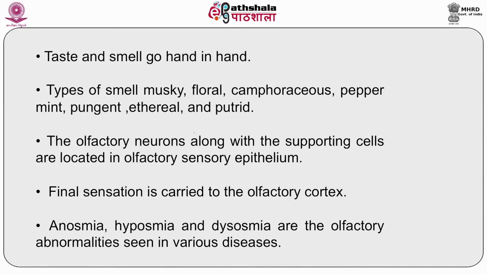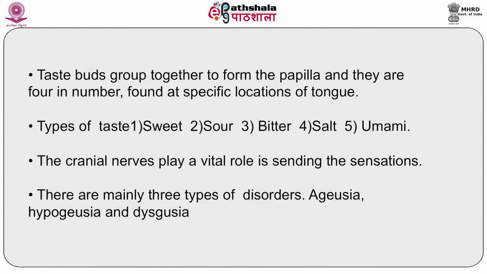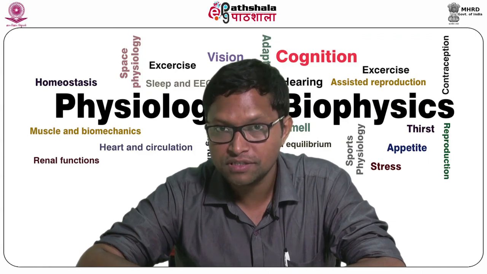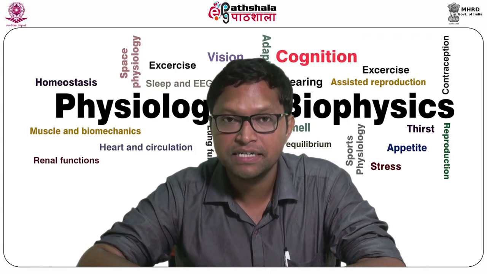Now next, we have also read about the different types of disorders of smell. In the next part, we have read about the types of taste, what are the different types of tastes, and how these taste pathways are activated, or how the taste is perceived in the central nervous system. The main point to remember in these two things is that both of the pathways are almost the same, but the main collecting center for the smell is the nose and for the taste is the tongue.